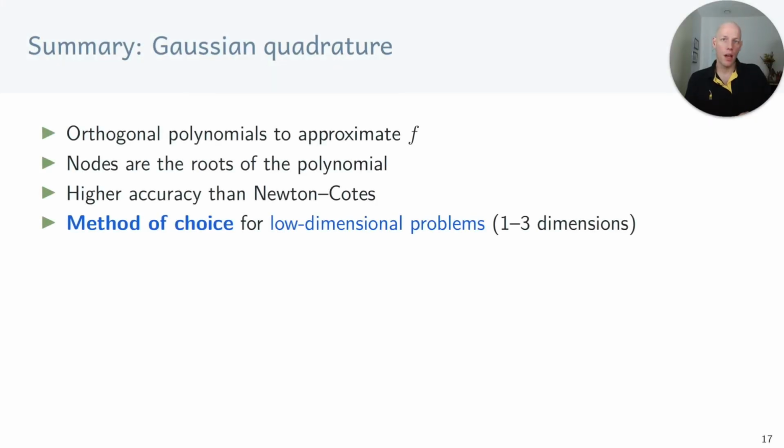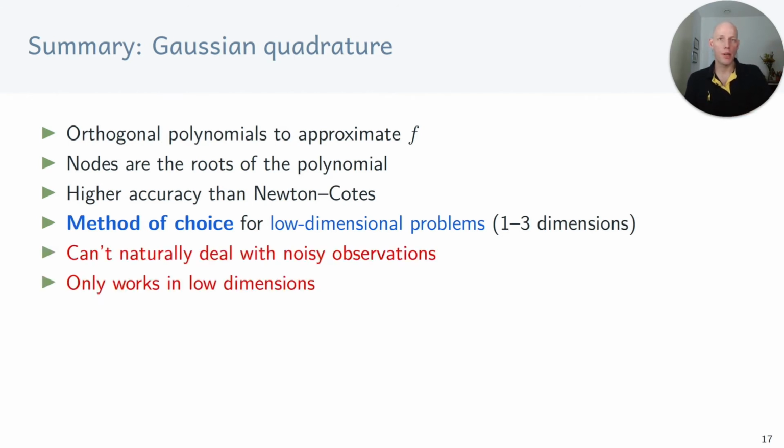To summarize, we use a family of orthogonal polynomials to approximate f, and the nodes xn are the roots of these polynomials. Gaussian quadrature gives higher accuracy than Newton-Cotes. And it is the method of choice for low-dimensional integral problems, maybe anything between 1 and 3 dimensions. But there are also some shortcomings. In machine learning, we often have noisy observations of function values, and Gaussian quadrature, or Newton-Cotes, does not naturally handle this. It also only works in low dimensions.